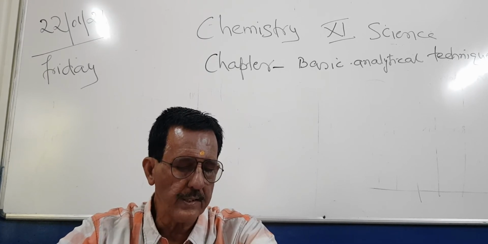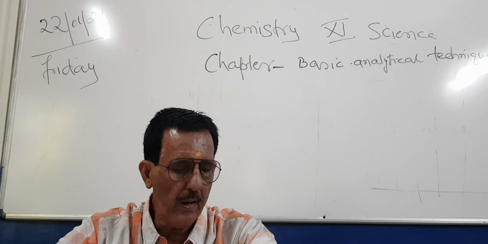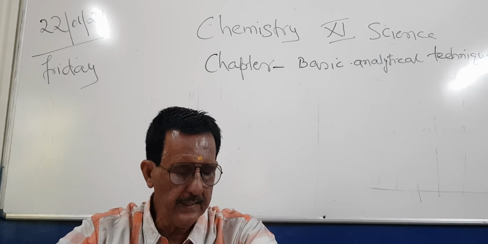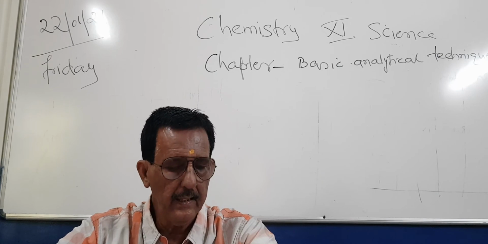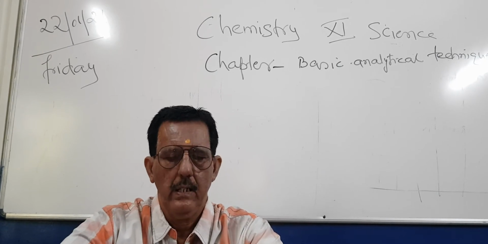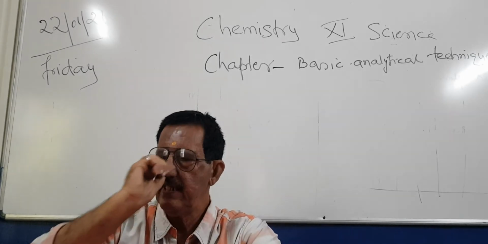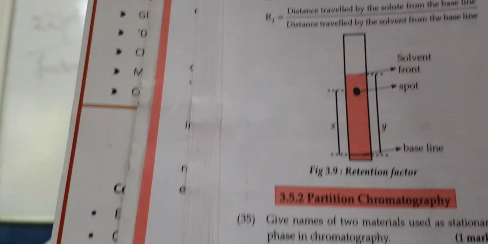The spots are separated. Colorless compounds may be observed by the use of an appropriate spray reagent, as discussed in thin layer chromatography. This is a diagram you can follow, and you will be able to understand better what I mean by Rf.